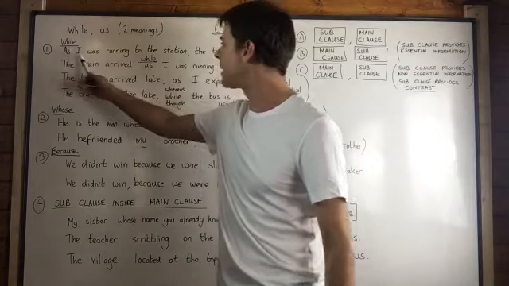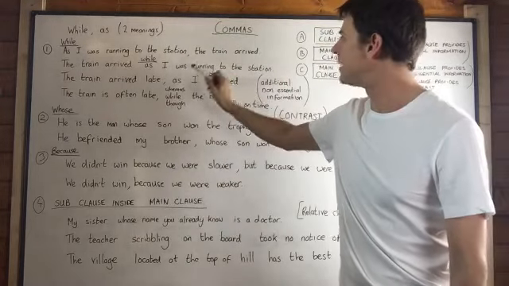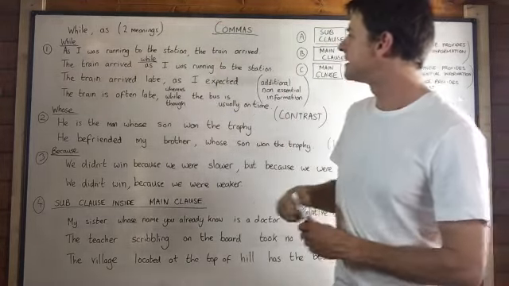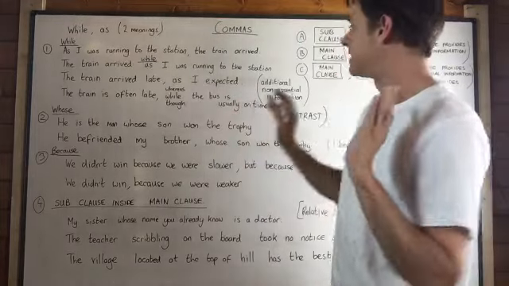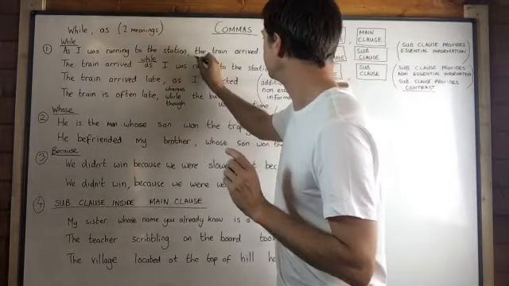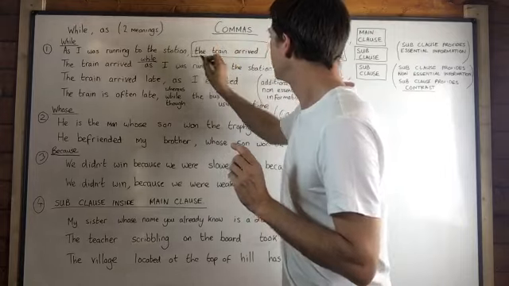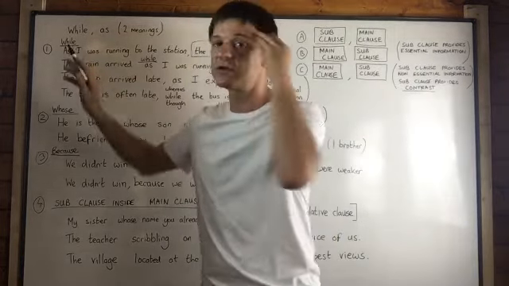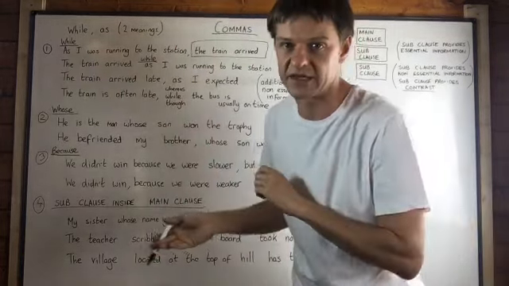While or as I was running to the station, comma, the train arrived. Now I hope you can see, this may not be clear, but I hope you can see that this is the main clause and this is the subordinate clause. We couldn't just say as I was running to the station.